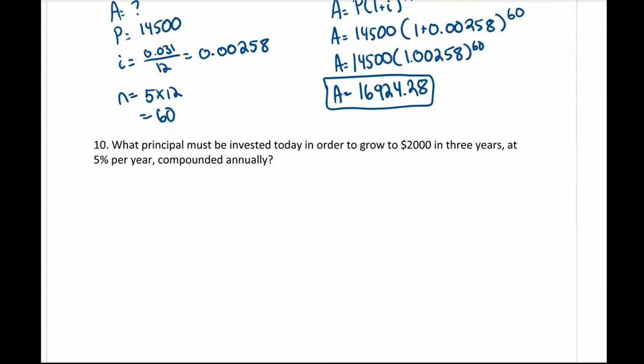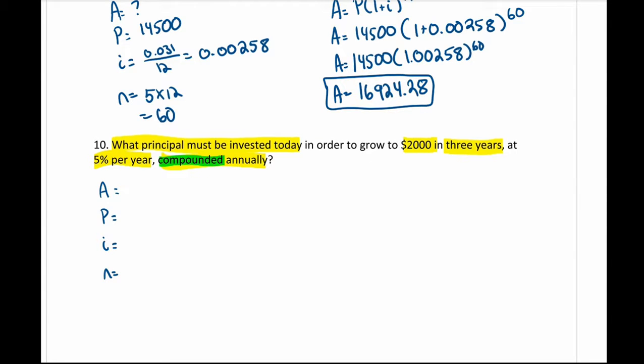Number 10 asks what principal must be invested today in order to grow to $2,000 in 3 years at 5% per year compounded annually. So this question is a little different. It does say compounded, so we are using compound interest, so we know at least that for our variables it's A, P, I, and N. A is the future amount. In this case, I want to know how much needs to be invested today to grow to $2,000 in 3 years.